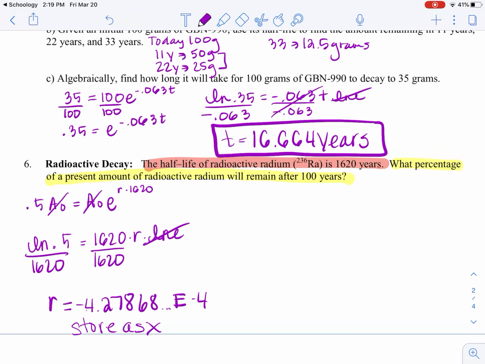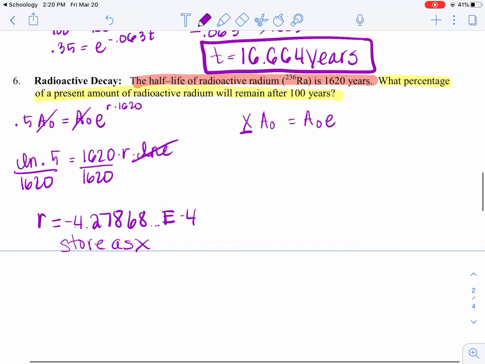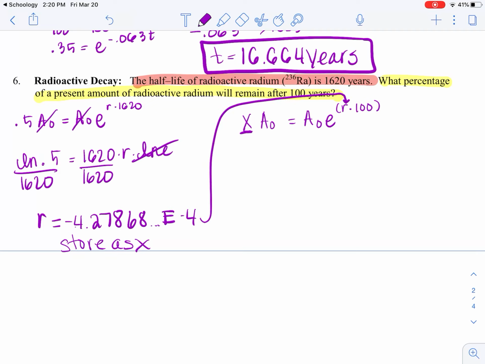Okay, now I can answer the final question. What percentage of a present amount of radioactive radium will be left after 100 years? Okay, so I'm going to start this the same way. Do I know the original amount? No. Do I know the final amount? No, but I know that I want to know what percentage. So this is like my unknown. Is it 50%, like a half-life? Is it 40%? Is it 20%? That's what I'm looking for. Times e to the, your rate, which is stored in your calculator, times your time, which is 100 years.